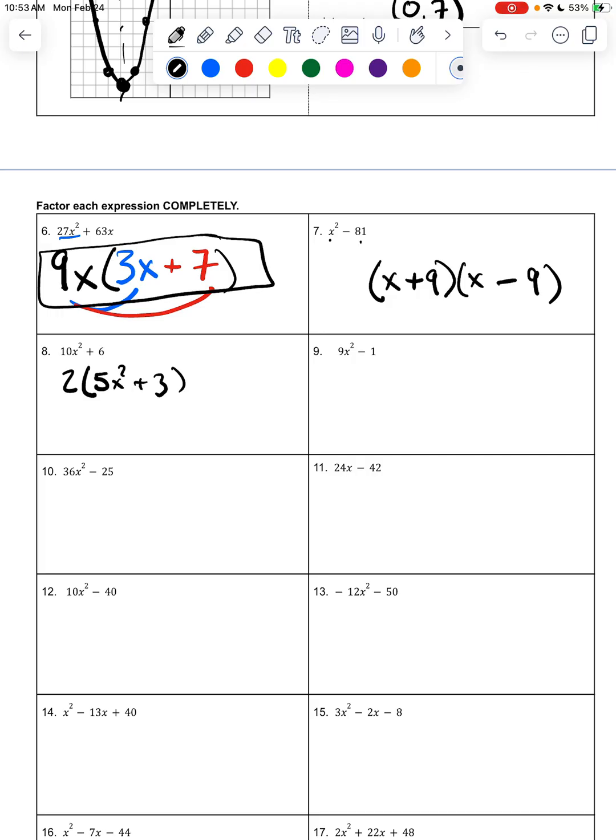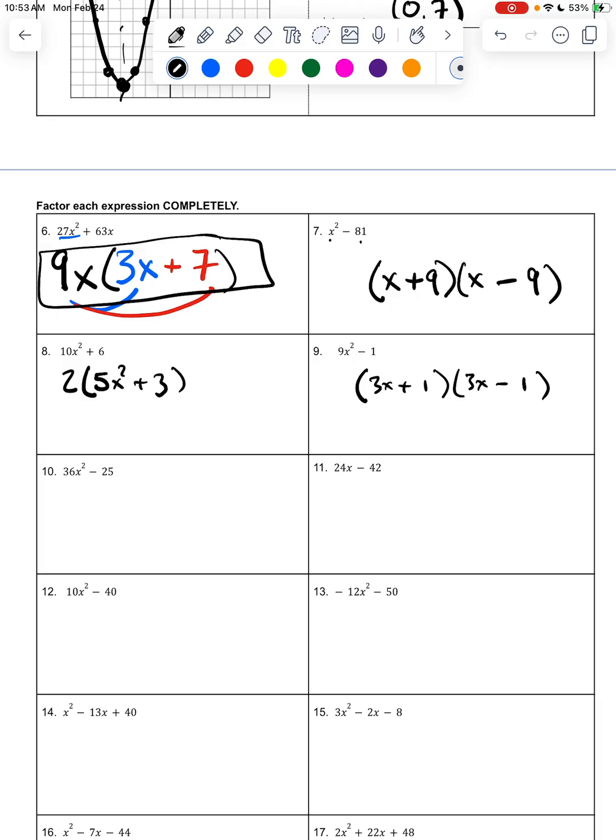Number 9, difference of squares. Because 9 is a perfect square, 1 is a perfect square, so I need 3x and 3x, 1 and 1, plus and minus. Number 10, difference of squares.